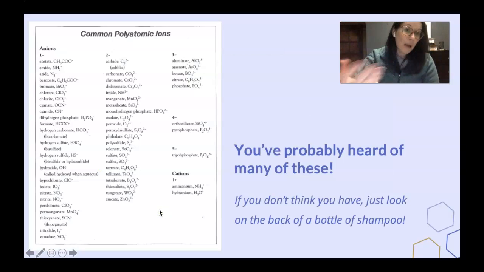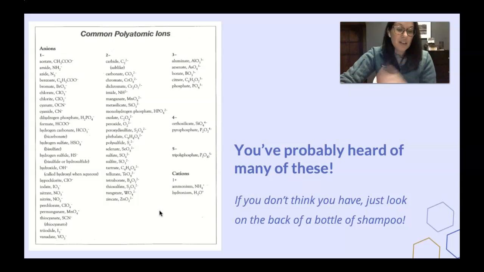All right, so you have probably heard of a lot of these polyatomic ions. There are many, and you can find tables like this all over the internet. If you don't think you've heard of any, just turn over your shampoo bottle. You will see sulfates, sulfites, hydroxides, all sorts of things. So this chart here separates our polyatomics by their charge.